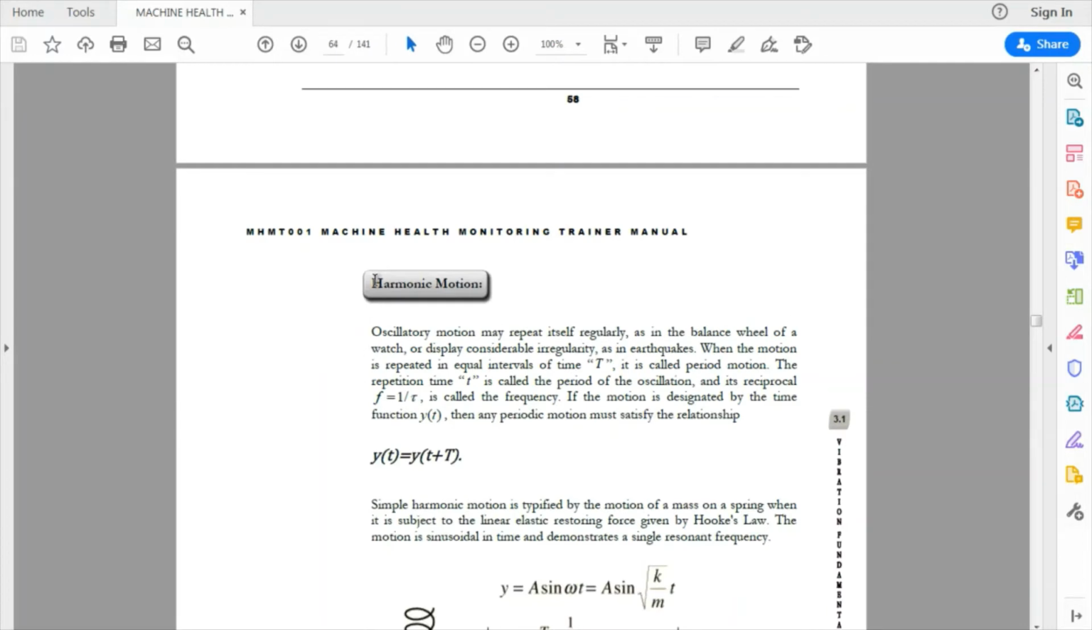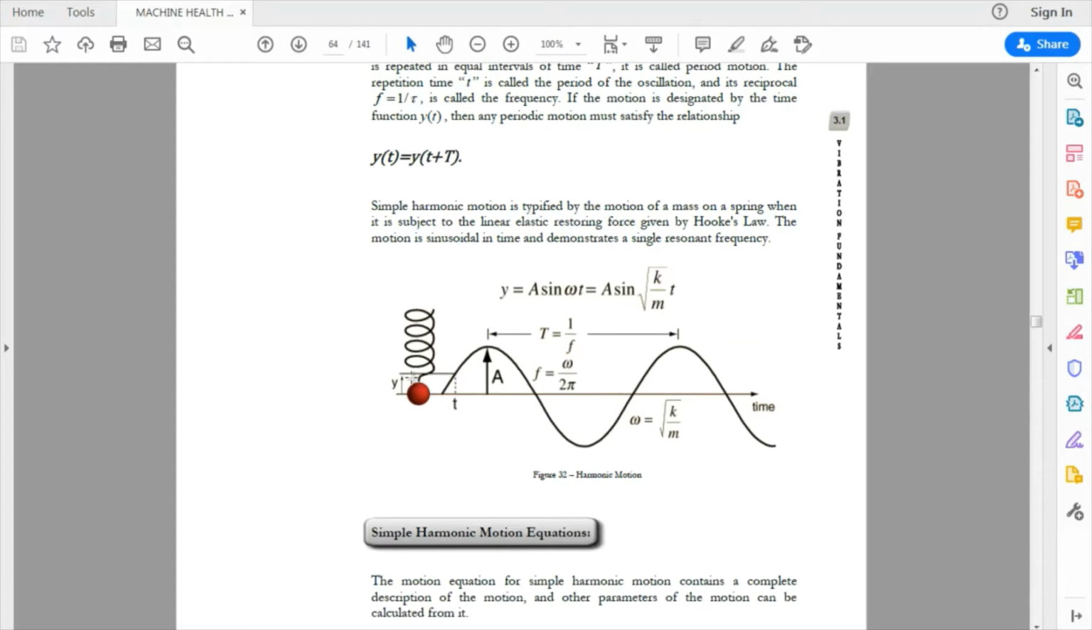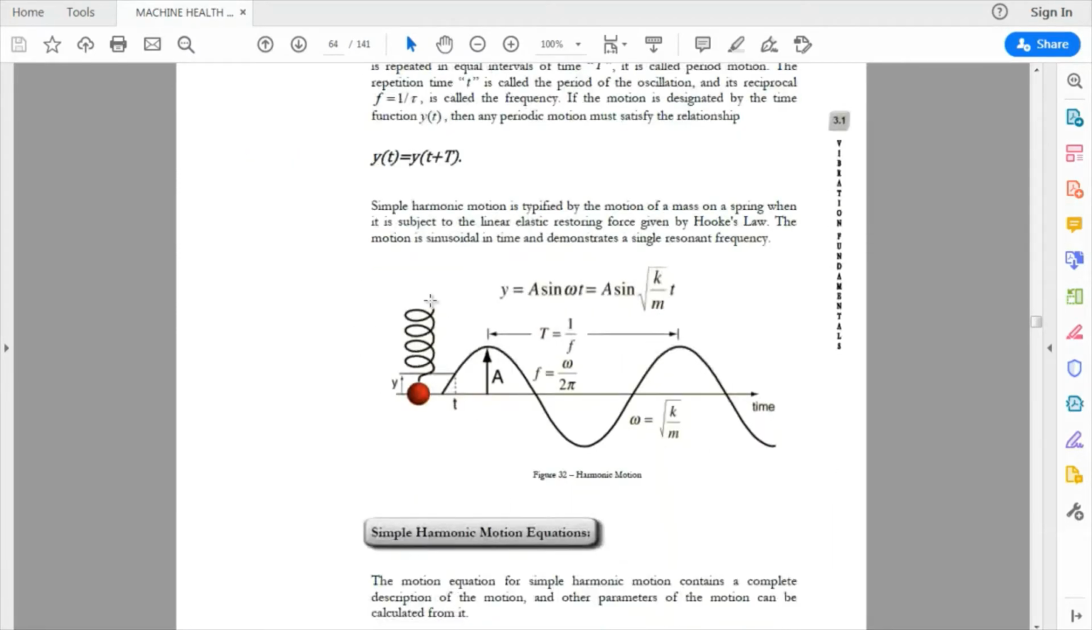So how to find the harmonic motion, or how to predict the motion of that system? We assume that y, the displacement in the y-axis, equals a sine wave, A sine omega t, where omega is the natural frequency of the system, which is the square root of k over m. K is the stiffness of the spring, m is the mass. So in the same picture here, the vertical movement of the mass, because of the spring, is this. This is the spring, and this mass is moving up and down in the y-axis.